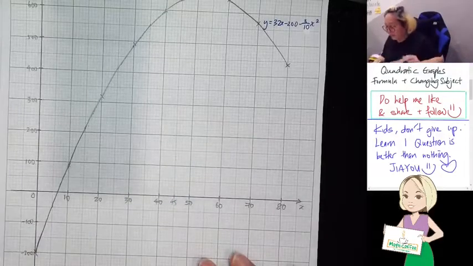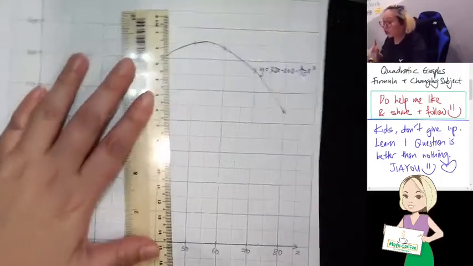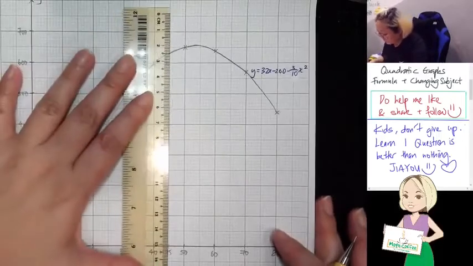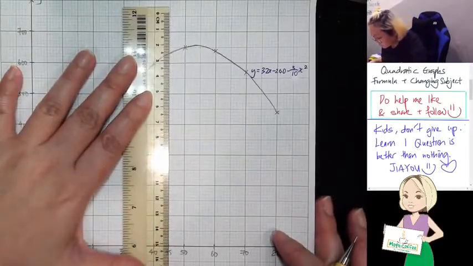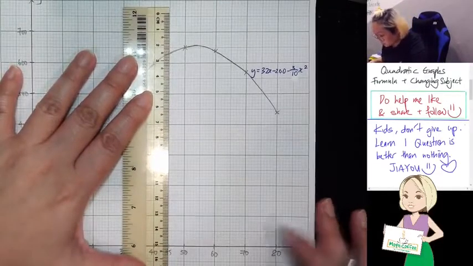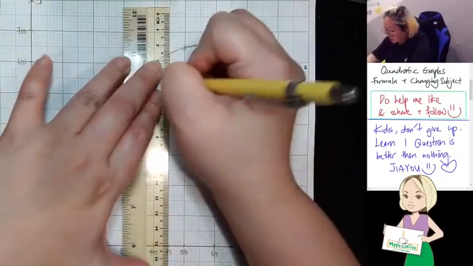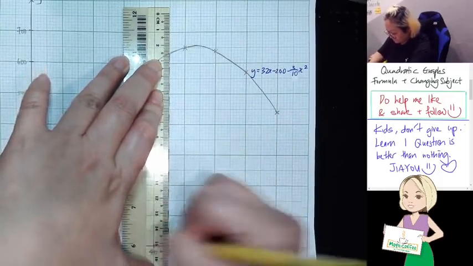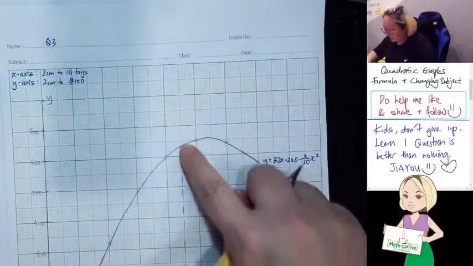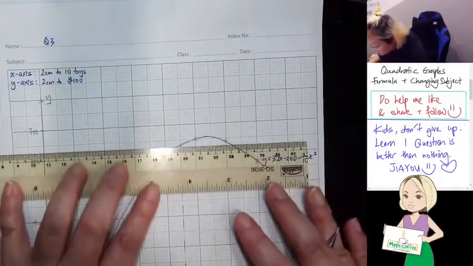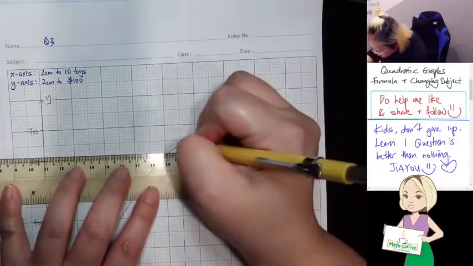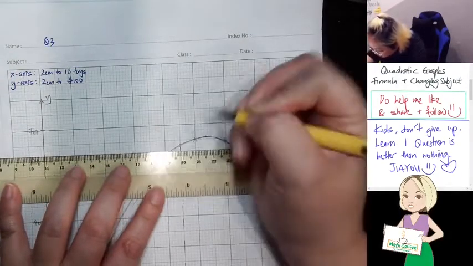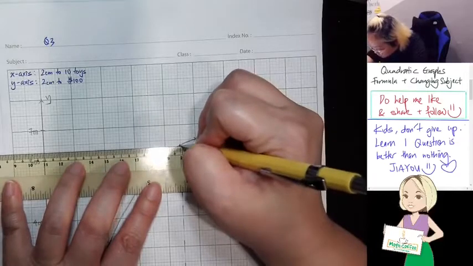Okay, then I need to draw a vertical line, dotted, because I want to find the corresponding y. So draw the dotted line. And of course I want to find the corresponding y. So go and find the corresponding y. So let's say this is the point. Then I will just draw over.